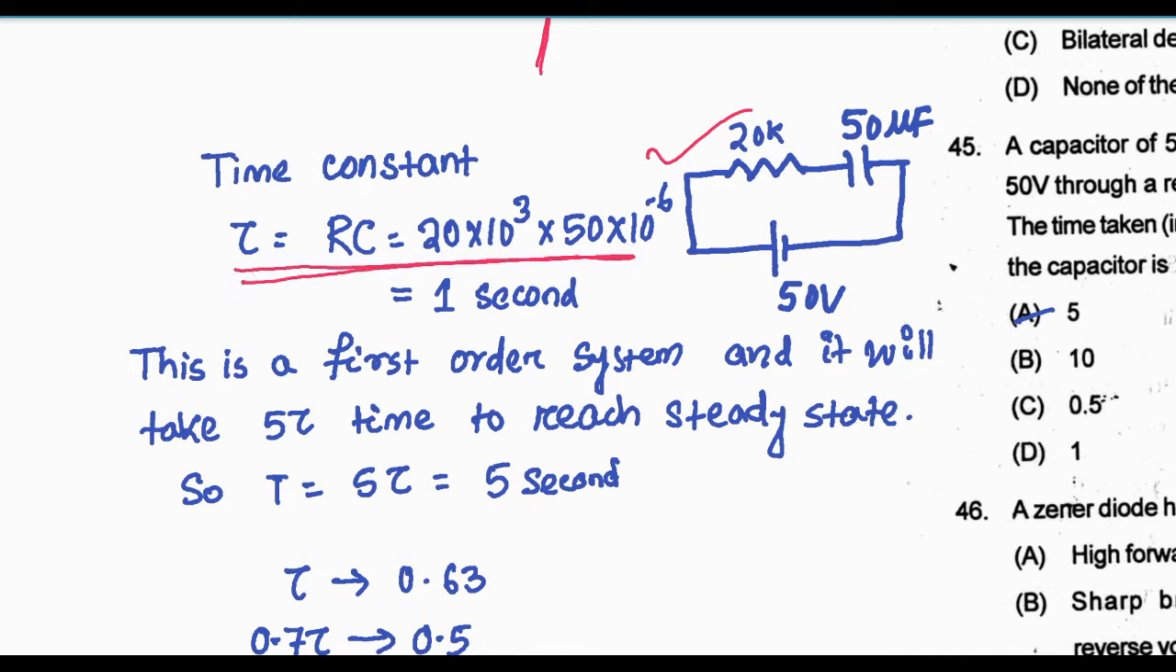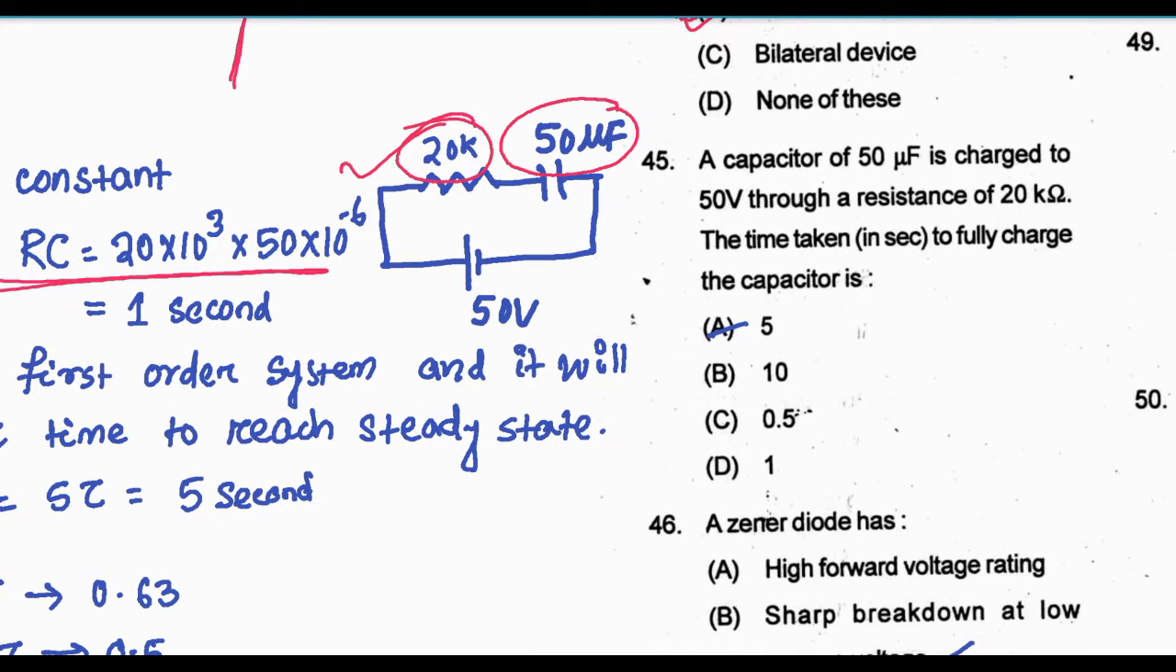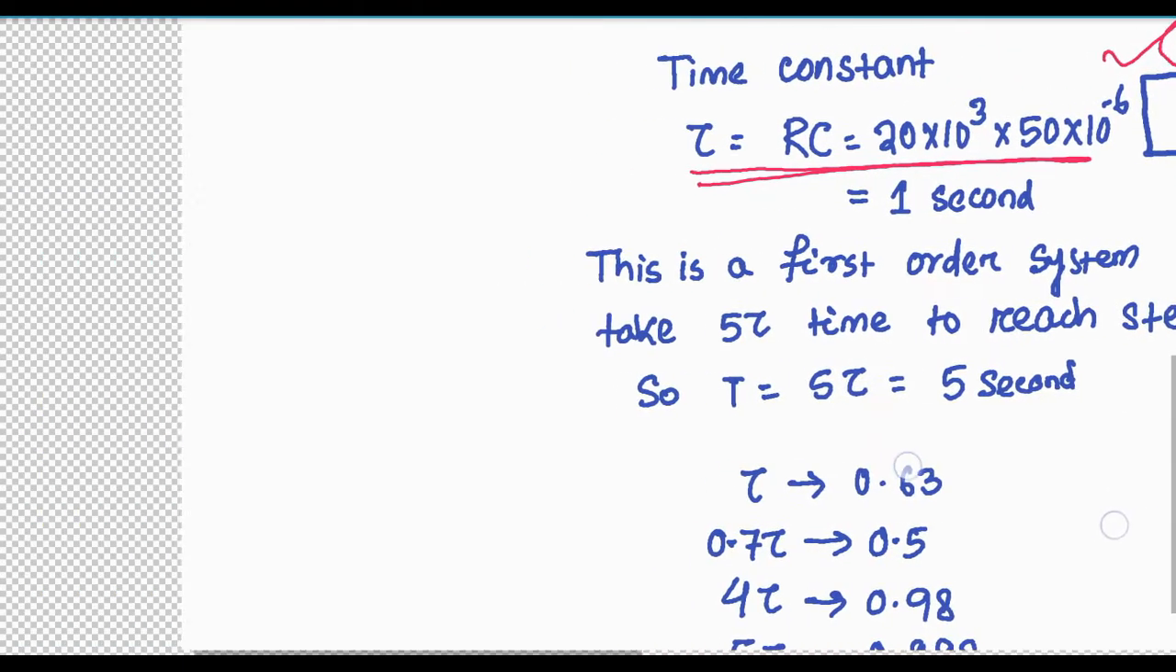So what is the time constant here? C value is 50 microfarad and R value is 20 kilo ohm. So RC will be 20 into 10 to the power 3 into 50 into 10 to the power minus 6, which is equal to 1 second, which is the time constant. Next, we are getting 63% of the final output at one time constant, but we have to find out how much time it will take to fully charge.